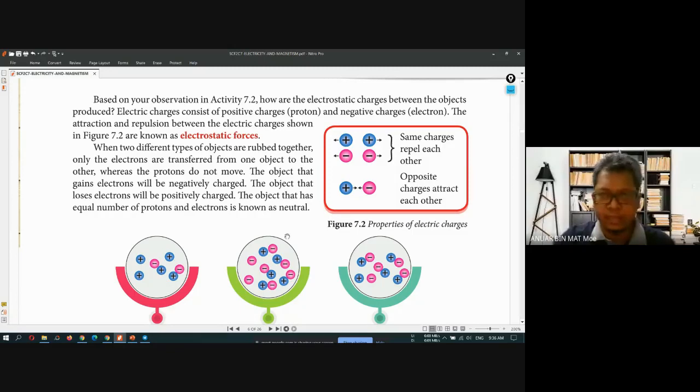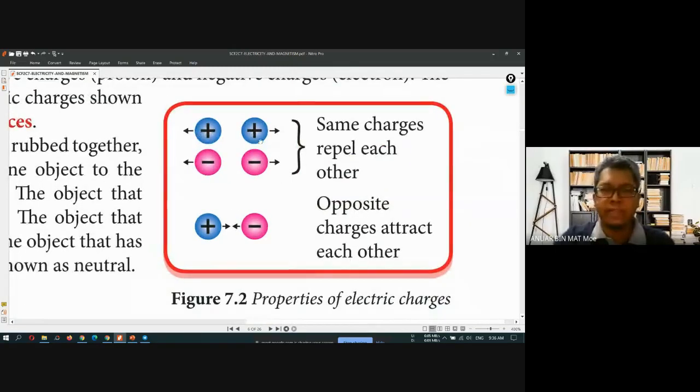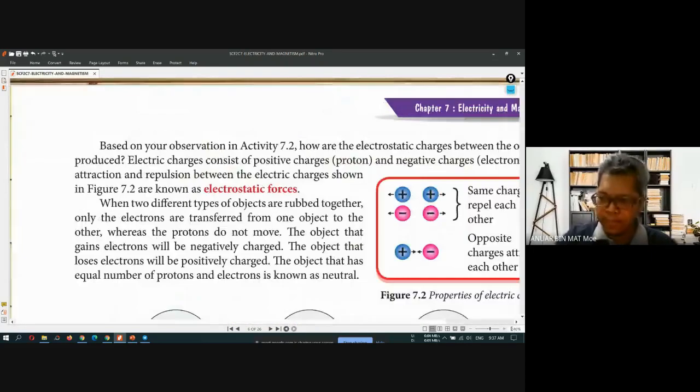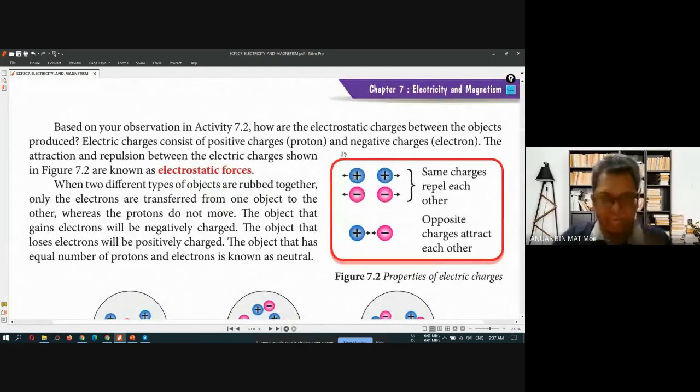This is what we call electrostatic charges. And then you must also remember, if same charges, it will repel each other, and if it's opposite charges, it will attract each other. The properties of electric charges: same charges repel, and different charges will attract each other. It is very difficult for me to explain without an activity actually. Never mind.